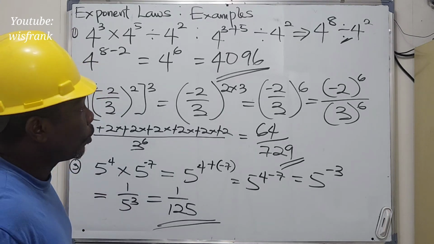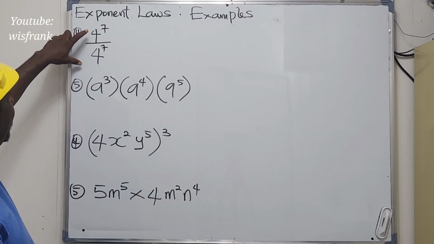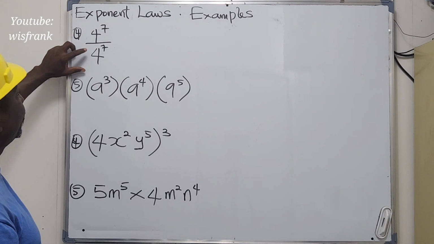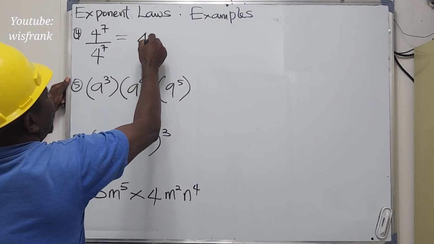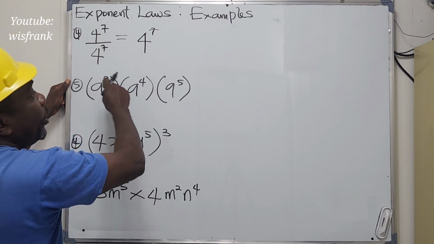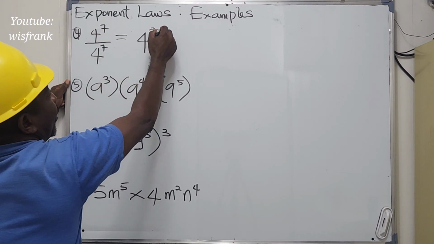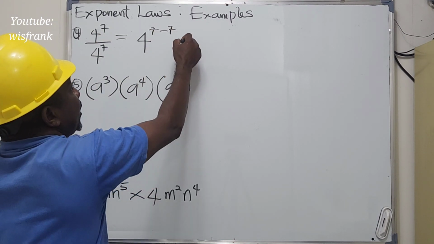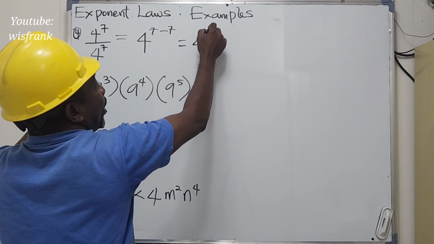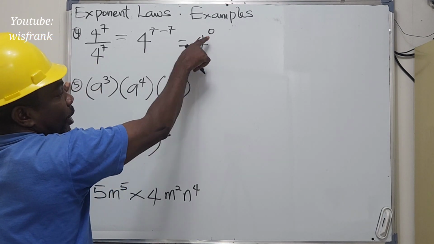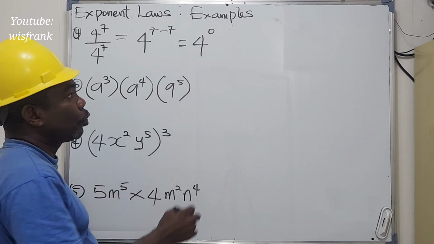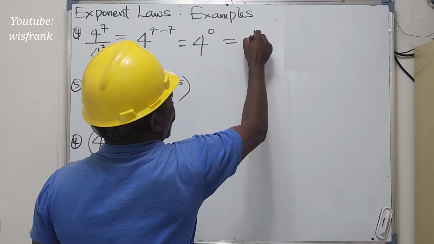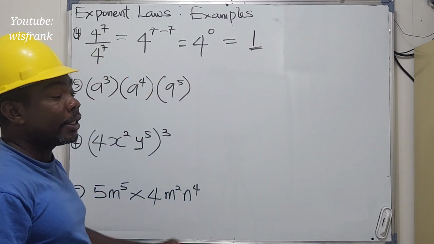Let us look at the next one. The next one, we have number 4. 4 to the power of 7 all over 4 to the power of 7. Applying the rule, this can be written as 4 to the power of 7, because we have division here, this can go up and we have minus 7. So this is the same thing as 4 to the power of 0. 7 minus 7 is 0. And we all know that from the rule, anything raised to the power of 0 is 1. So this is the same thing as 1. So this is the answer to this expression.